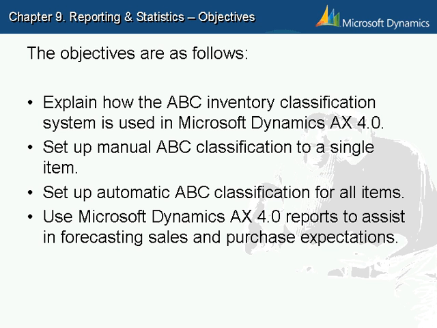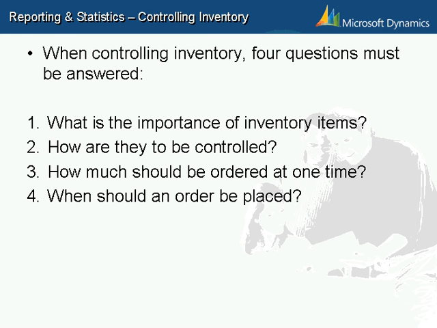We have those objectives. Explain how the ABC inventory classification system is used in Microsoft Dynamics AX form. Set up manual ABC classification to a single item. Set up automatic ABC classification for all items. Use Microsoft Dynamics AX 4 reports to assist in forecasting sales and purchase expectations. Let me show the next slide.